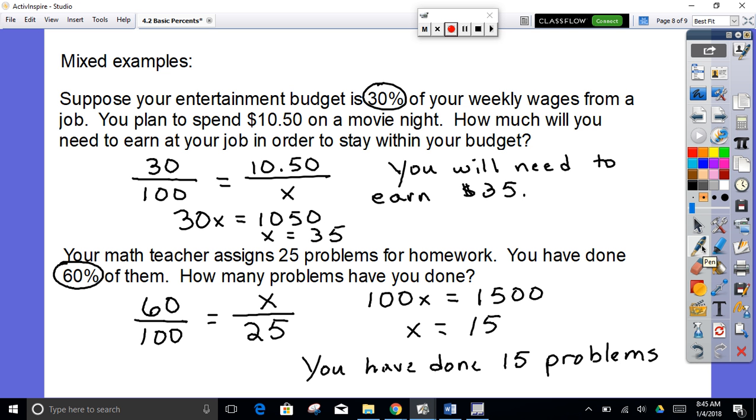Okay, any questions before we move on to the exit ticket? Okay, the exit ticket will not have word problems. It's just going to have the basic problems. I'm running low on index cards. Here's what I want you to do.